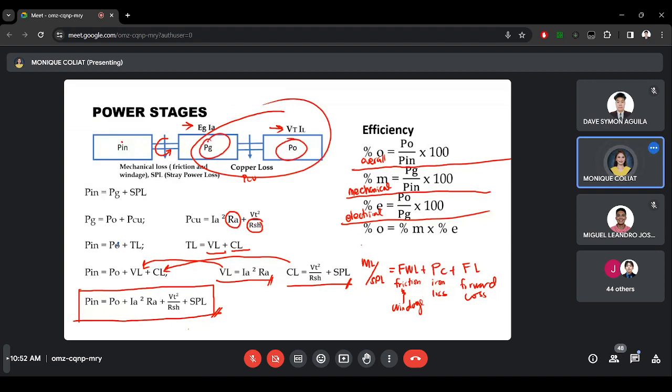Okay. Then we also have this formula for overall efficiency. Mechanical efficiency times electrical efficiency is equal to overall efficiency. Paano po nangyari yon? So, si mechanical po ay PG over PN. Si electrical po ay PO over PG. So, if you multiply these two, cancel to cancel, then this will be PO over PN, wherein it is equal to the overall efficiency. Understand?